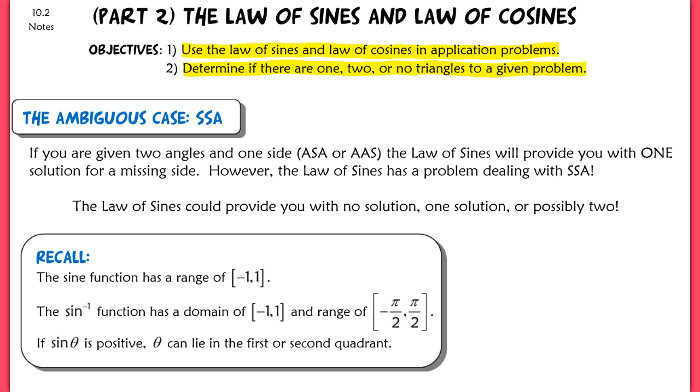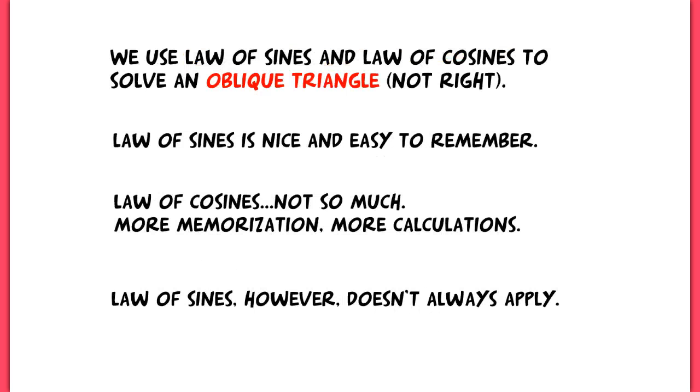First, I just want to summarize when we use the law of sines and the law of cosines. Now, we use the law of sines and the law of cosines to solve oblique triangles, triangles that are not right triangles, because otherwise we would use Pythagorean theorem or SOHCAHTOA or other methods. Now, the law of sines is nice and easy to remember, so that's why students like it. And the law of cosines is not as easy. There's a lot more memorization, there's more calculations, but the law of sines doesn't always apply right away.